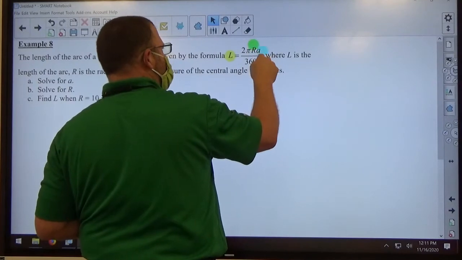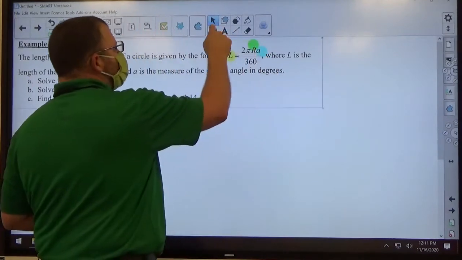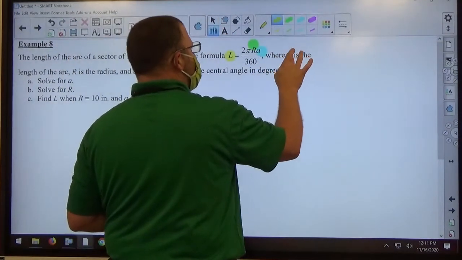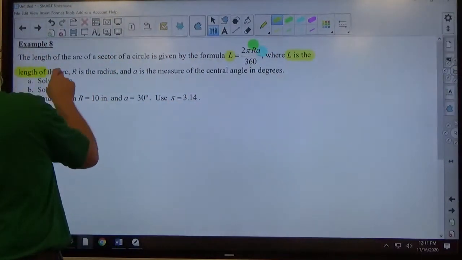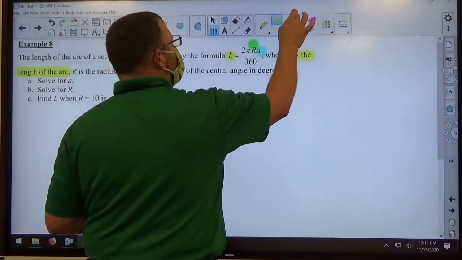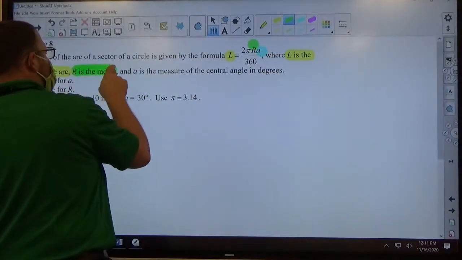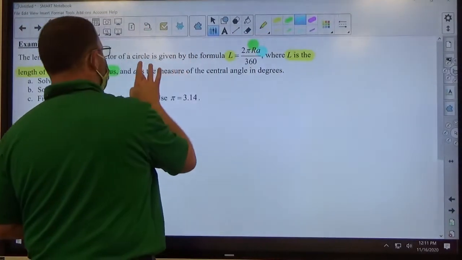The R is green, the A is blue. All right, so L is the length of the arc, R is the radius of the circle, and A is the measure of the central angle.